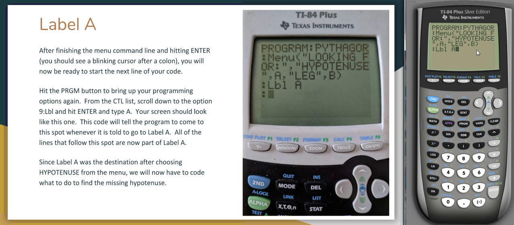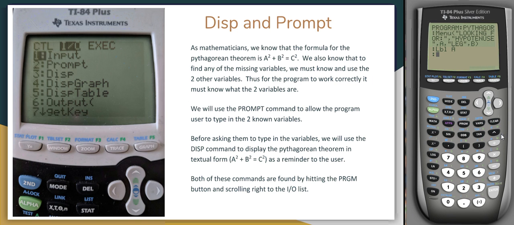We are now telling the calculator or the program that everything from here on down is what happens when you go to A. So when you click hypotenuse, you go to this part of the program, and everything that follows is what this will run through. So from this part, after the user picks hypotenuse, we want to tell them exactly what's going to happen. So we're going to move over to the input-output screen, down to display, and we want to display a certain thing on the screen for them.